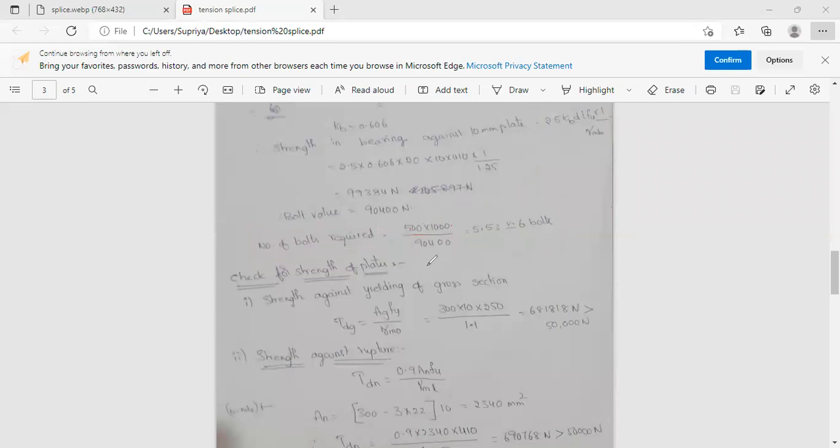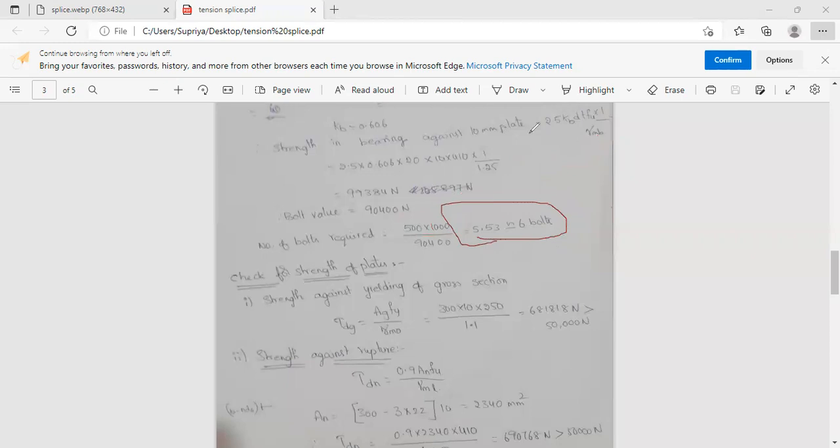So in order to satisfy this load of 500 kilonewtons, we have to provide 6 bolts for this connection. So this is what we have decided, meaning the connection we have designed. And we have to check whether it is good for tension strength or not. Whether the connection that we have designed is good in tension or not, that we have to check now.